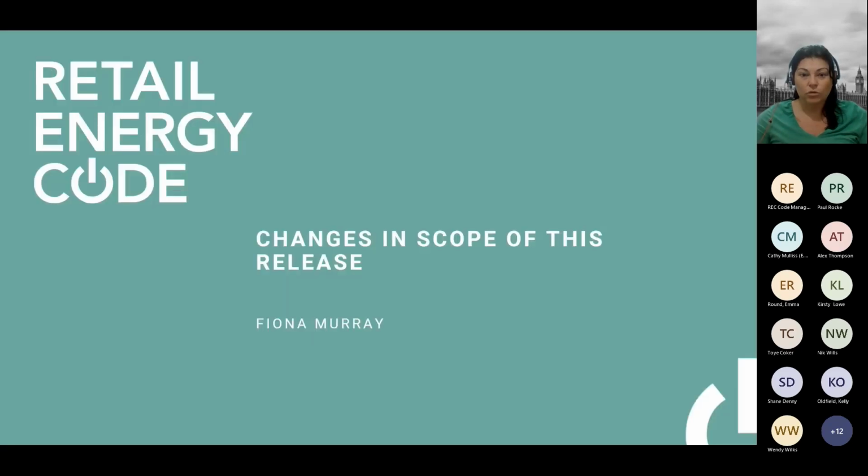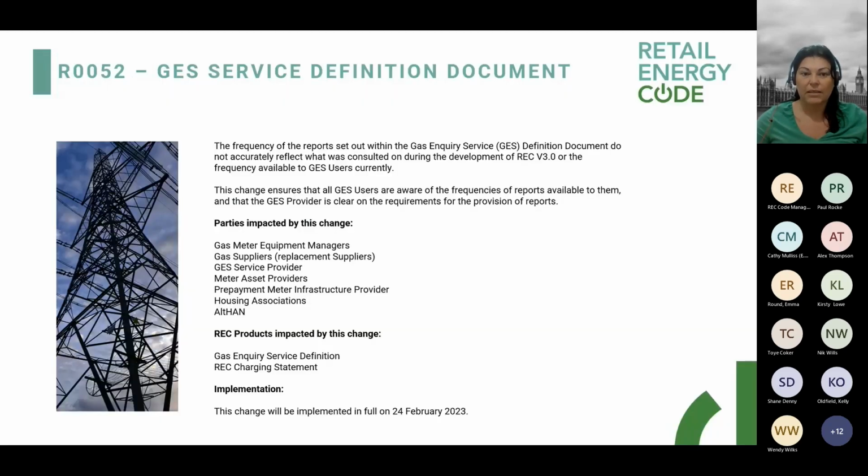So the first change that I want to talk to you about is the R52, which is the GES service definition changes. If we could go on to the next slide, please, Amy. Thank you. So this change has come about from REC version 3. When GES became part of the REC, there were reports that would be coming out from GES created by Exoserve and provided to the relevant recipients of those reports. There was a frequency agreed to those reports. Exoserve are running to those timeframes and sending out those reports to the relevant GES users.